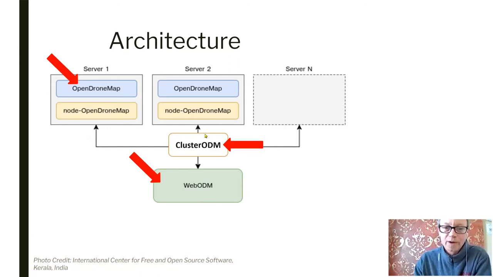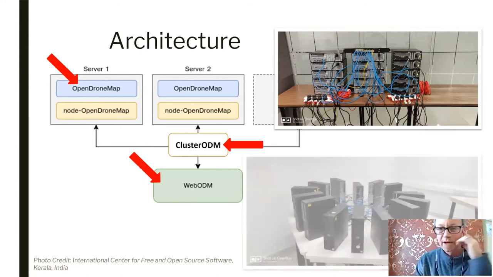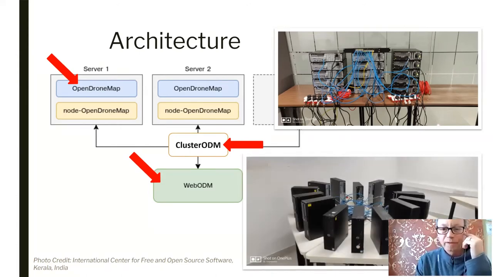But ClusterODM is a component that allows you to connect your OpenDroneMap interface to multiple backend processing engines. And so if you have the sort of processing needs and a pipeline that requires a setup like this, you'll be looking at ClusterODM. This is not where you start. This is just at the top level, for those tens of thousands of photo jobs. This is sometimes where you end up. So the architecture supports it.